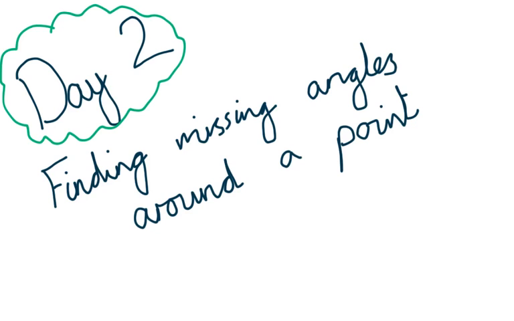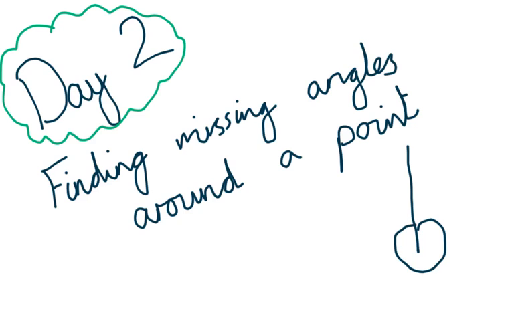Yesterday you looked at finding missing angles in a right angle or missing angles on a straight line. Today you're going to be finding missing angles around a point. And by a point I mean a full turn, so that's 360 degrees. So a full turn, your line would open outwards into an acute angle, a right angle, an obtuse angle, a straight line, a reflex angle, and back to a full turn.